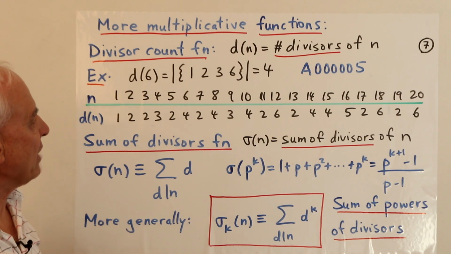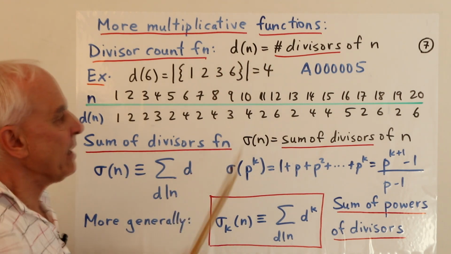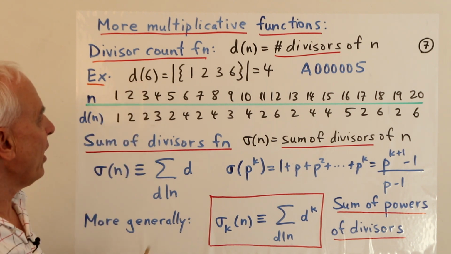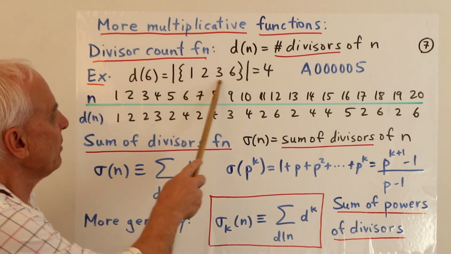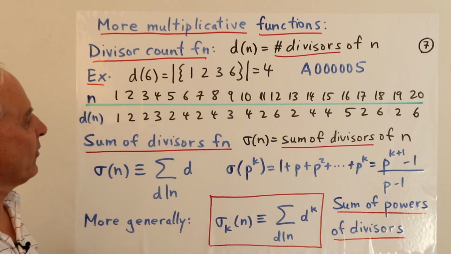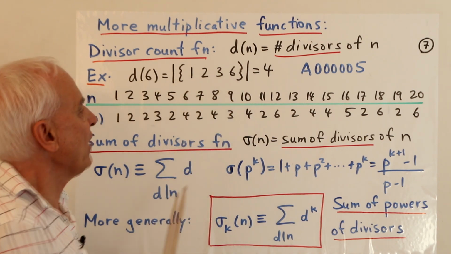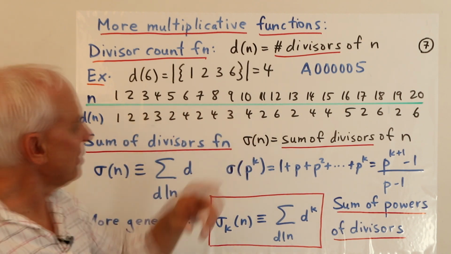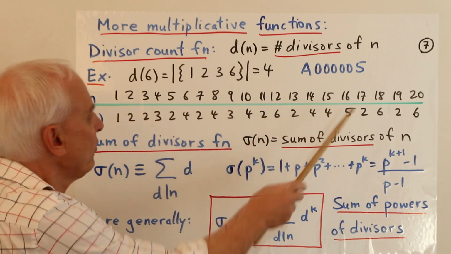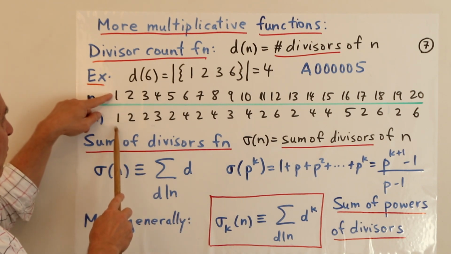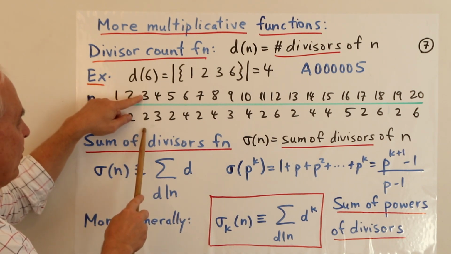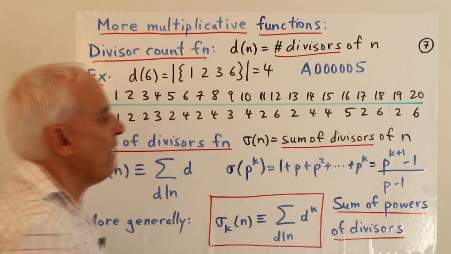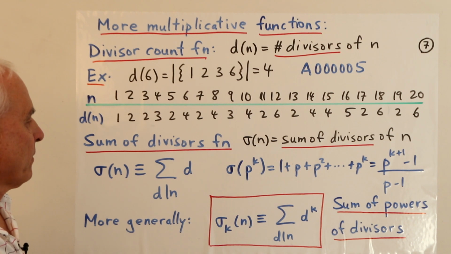So the divisor count function, where d of n is just the number of divisors of natural number n. So for example, 6 has 1, 2, 3, 4. These are the divisors of 6. And the number in this set is 4. And here's what the function looks like. Numbers 1 through 20. So d of 1 is 1, d of 2 is 2, d of 3 is 2, d of 4 is 3, etc. You just have a look. Okay. Number of divisors of n.